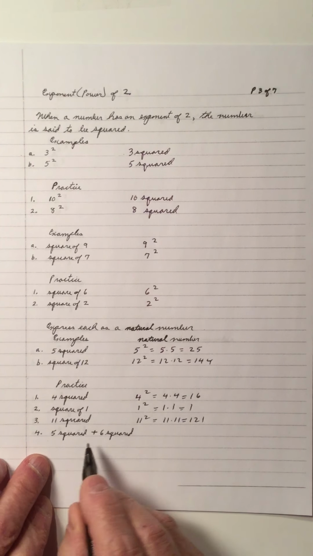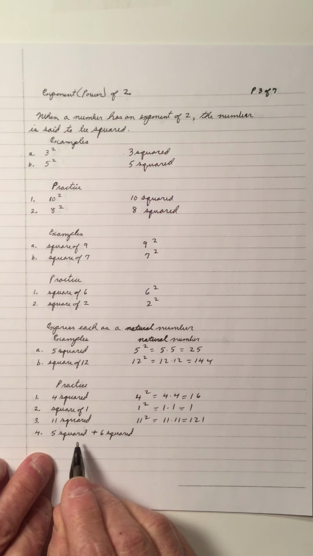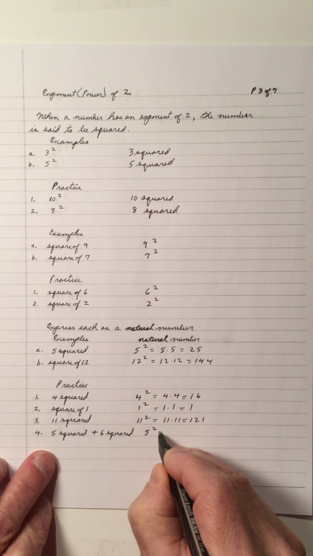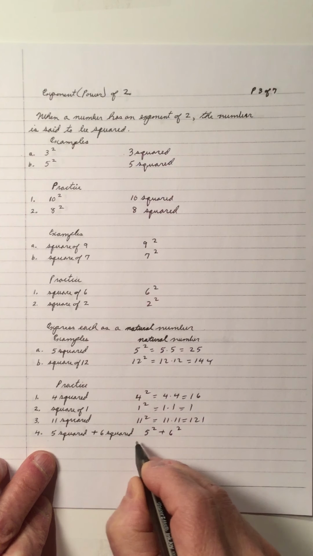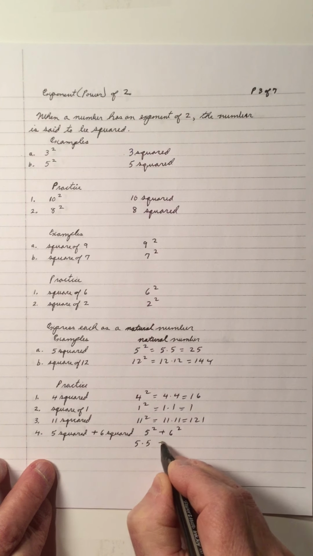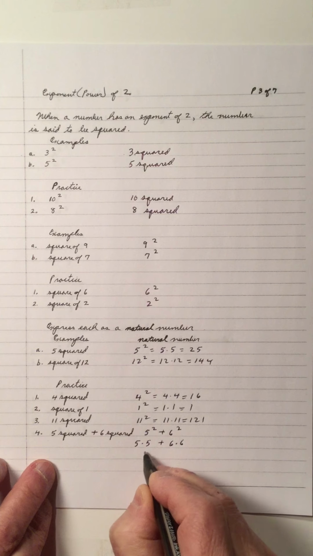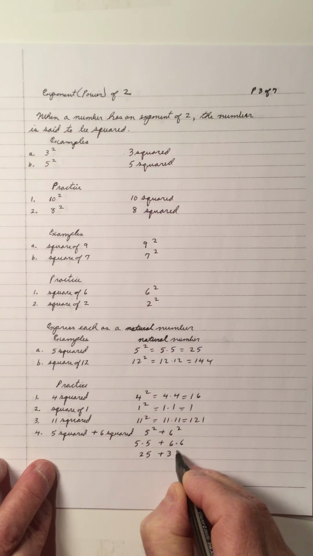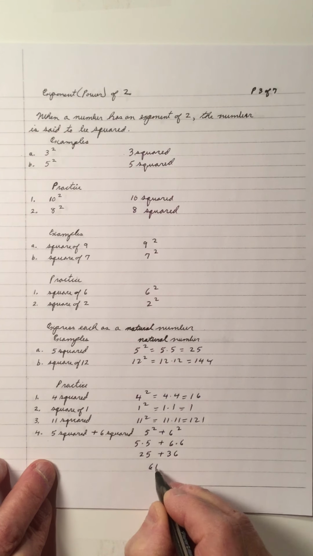Now we have an order of operations here that we'll go over later. 5 squared is 5 to the 2. Add on 6 squared, which is 6 to the 2. 5 squared is 5 times 5. 6 squared is 6 times 6. 5 times 5 is 25. 6 times 6 is 36. And when we add that, we get 61.